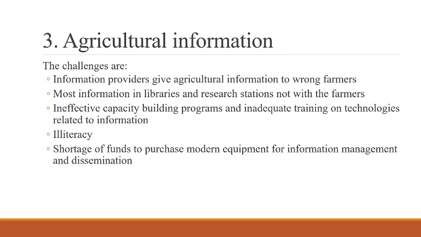Information providers give agricultural information to wrong farmers. Mostly too much information is in libraries instead of the information trickling down to the farmers. There is also ineffective capacity building programs and inadequate training on technologies related to information. Talk of the issues of illiteracy as well as shortage of funds to purchase modern equipment for information management and dissemination.